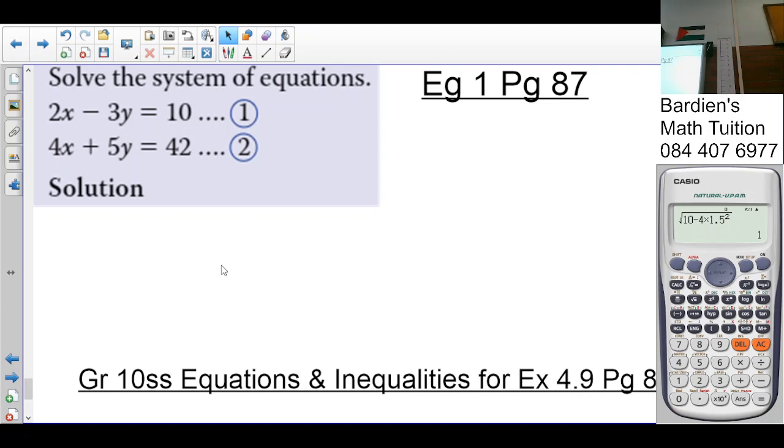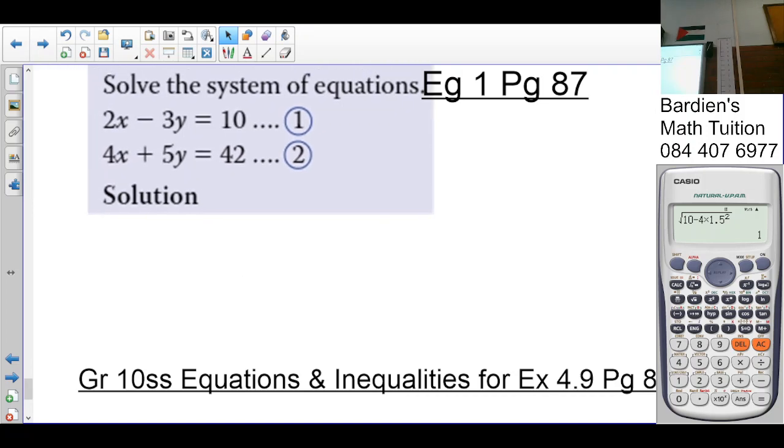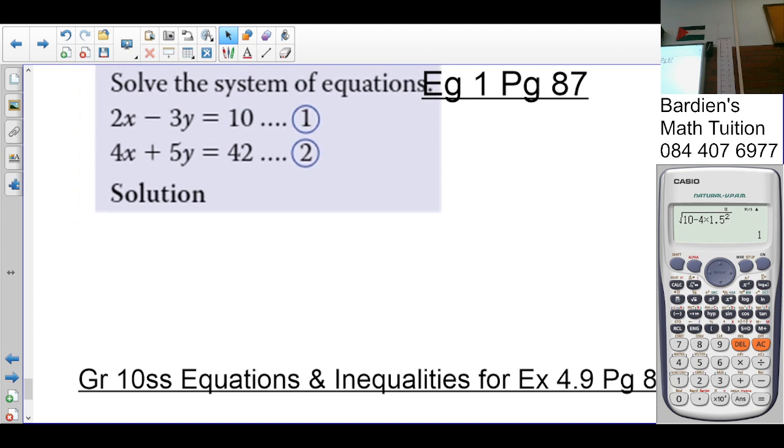Now, say for argument's sake, you want to eliminate the x. Then what is your LCM between 2 and 4? 4. Can you see that? In other words, I must multiply the whole line by 2. Then I would get 4x minus 6y equals 20. Can you see that?